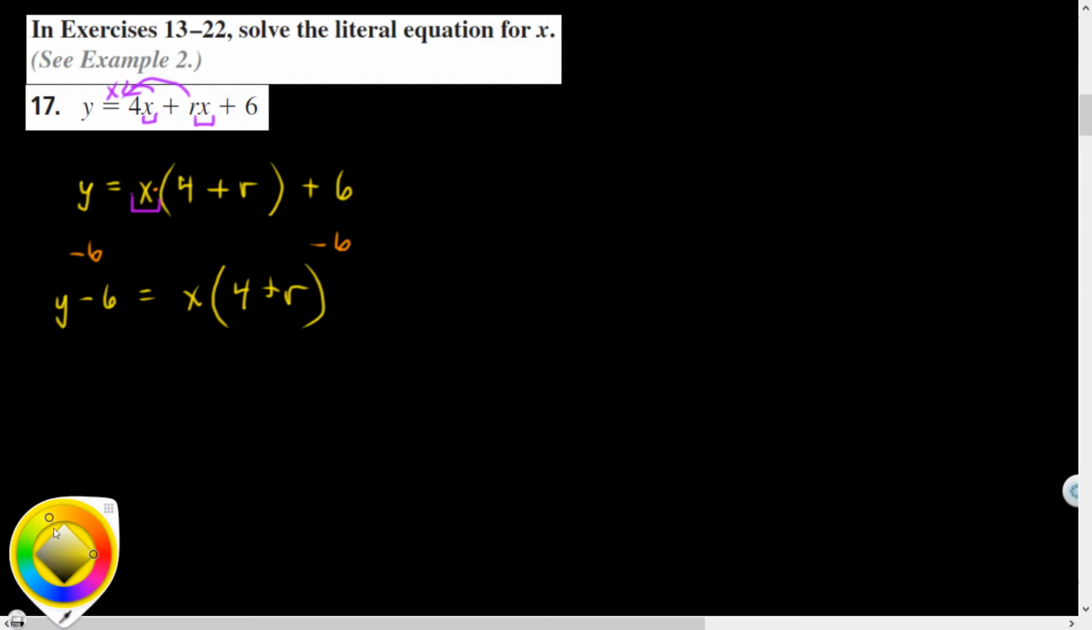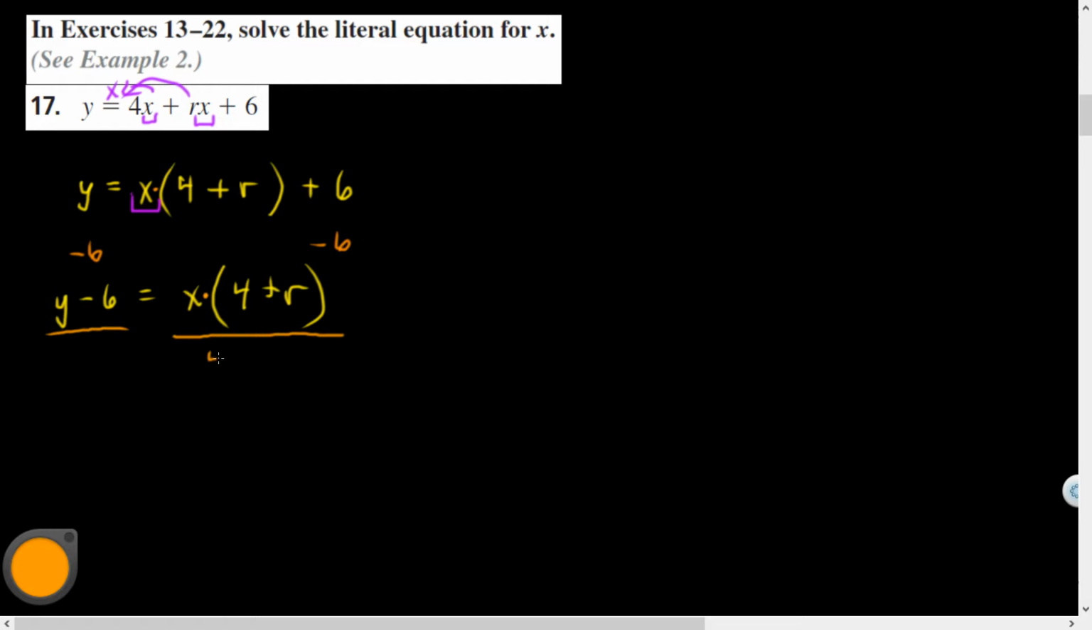And now let's see, what do you guys think? X is being multiplied by 4 plus R in parentheses. How could I get X by itself? What's the inverse operation of multiplication? Division, yeah. So even though this looks big and massive and weird, I'm going to divide both sides by this number, which is 4 plus R. I don't actually even need the parentheses because the fraction bar itself is a grouping symbol.